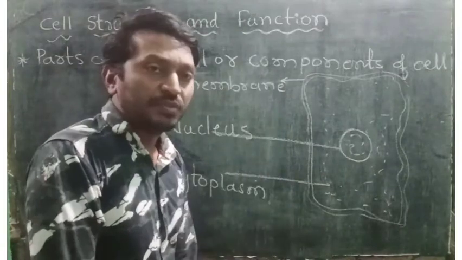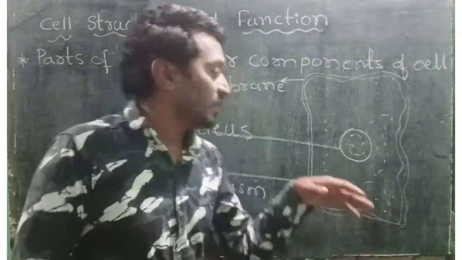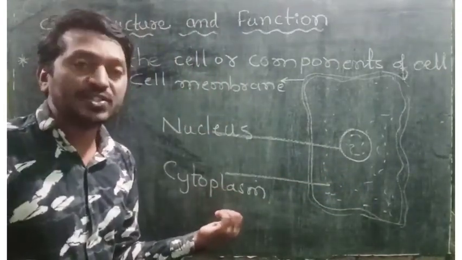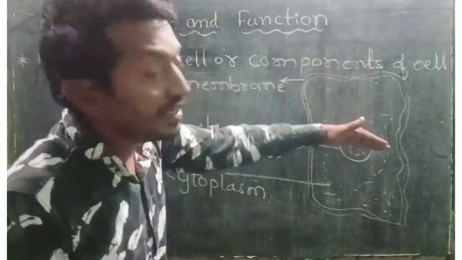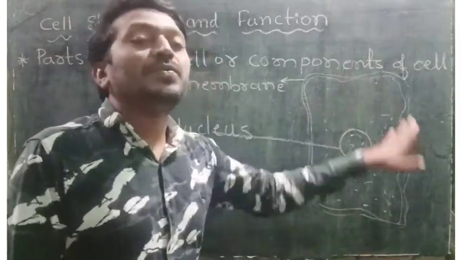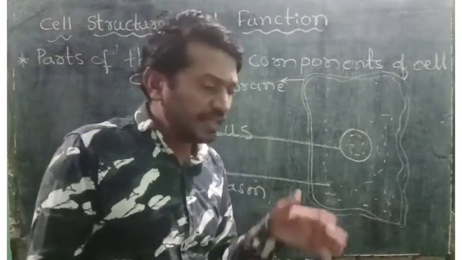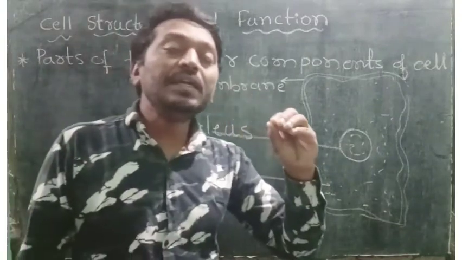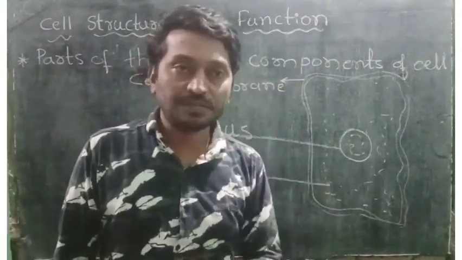And the second one is the cytoplasm. What is cytoplasm? What is its main work and how is it composed? The cytoplasm is a fluid-like structure present in between the cell membrane and the nucleus. It is a jelly-like or fluid-like structure. And the cytoplasm is very important. Why? Because it contains many living structures called organelles.